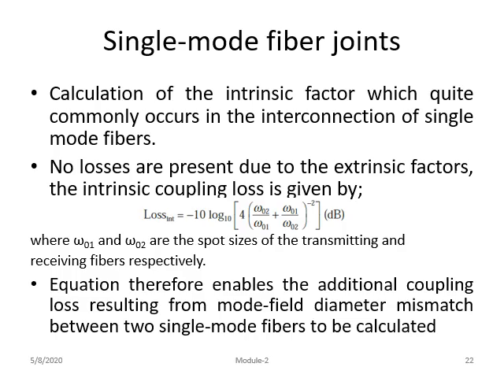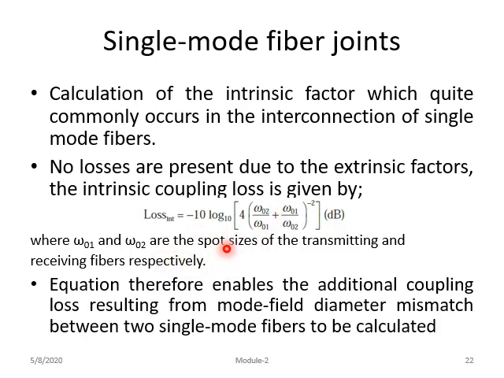Next is the single mode fiber joint with respect to a single mode fiber. It involves calculation of the intrinsic factor, which quite commonly occurs in the interconnection of single mode fibers. So no losses are present due to extrinsic factors. The intrinsic coupling loss will be in terms of ω1 and ω2, that is, the spot sizes at the transmitting end and receiving fiber end are different.